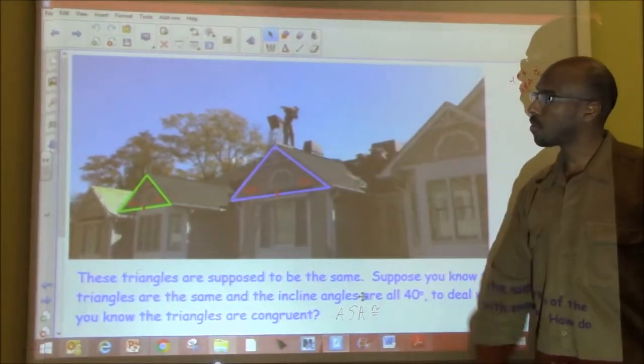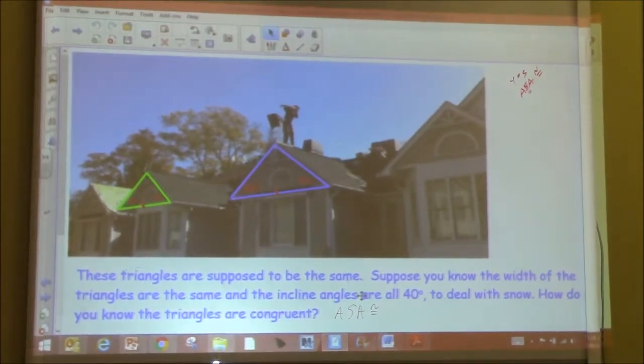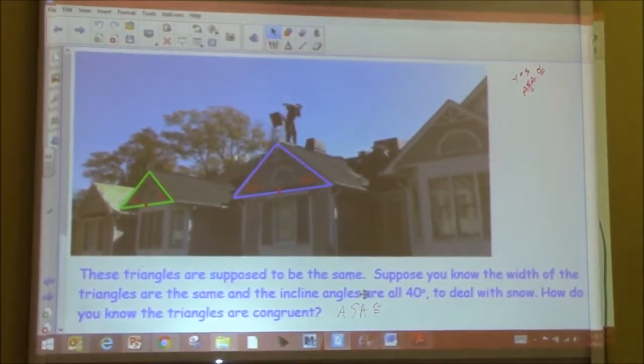Hey, there's a dude on the roof. I wonder if he knew when they were taking this picture. We don't know who you are.